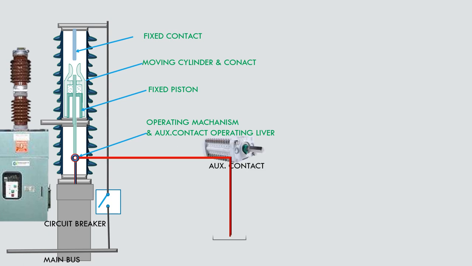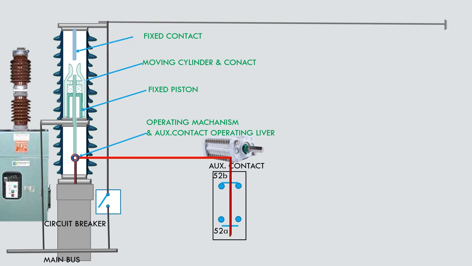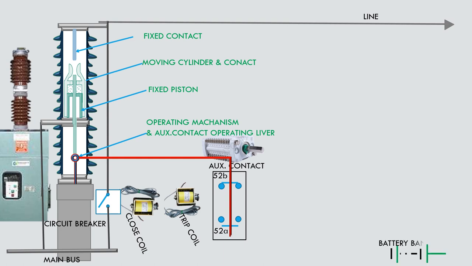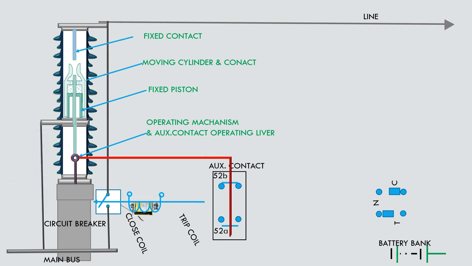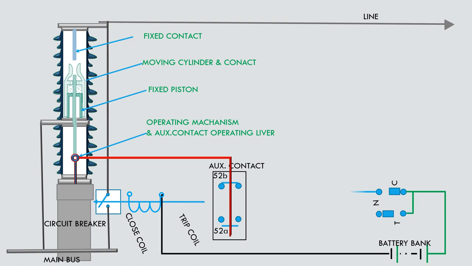This is a picture of an auxiliary contact. The operating lever of the auxiliary contact is directly connected with the operating rod of the circuit breaker. The auxiliary contact comprises two sets of contacts. One set of contacts is used as normally closed, NC, named 52B. Another set is used as NO, named 52A. Please watch the movement of the circuit breaker's moving contact with the movement of auxiliary contacts 52A and 52B.